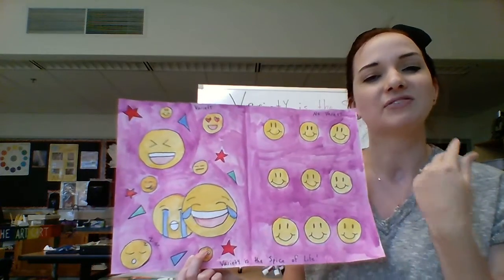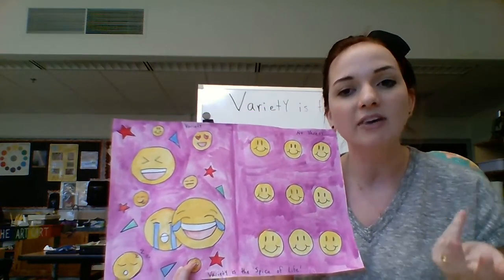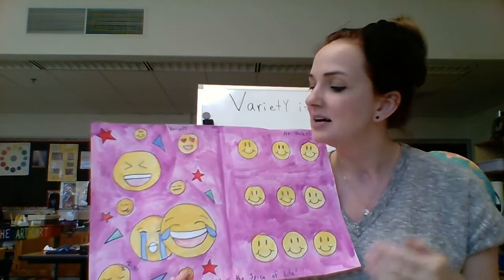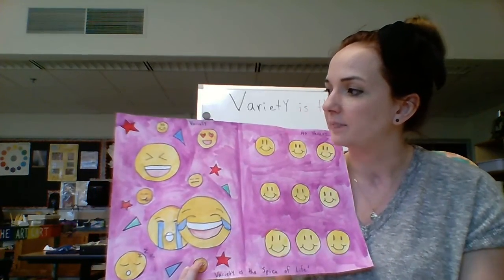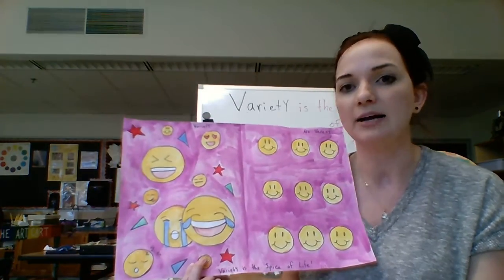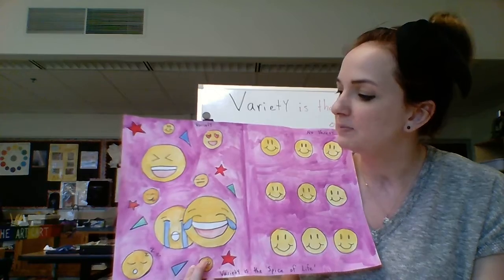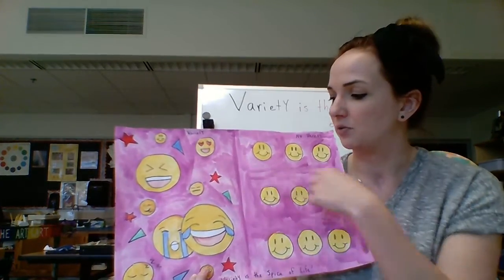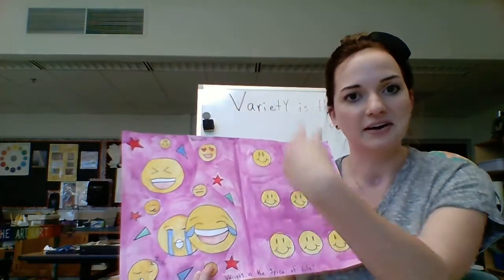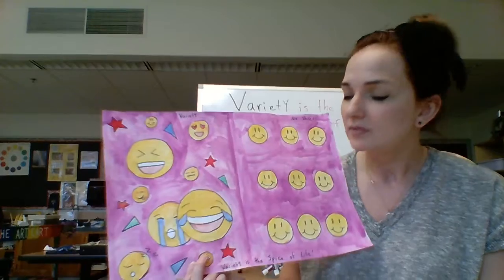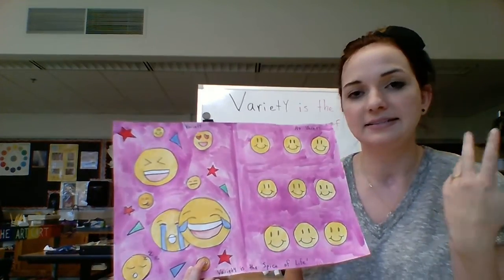And you can see on the variety side, not only did I do different emojis, I also did different sizes. So that's part of variety. I also added different shapes in there. I added some stars and triangles because I love those shapes. They're not in rows. They're in a variety of places. There's even one behind another one. But that is how that works.